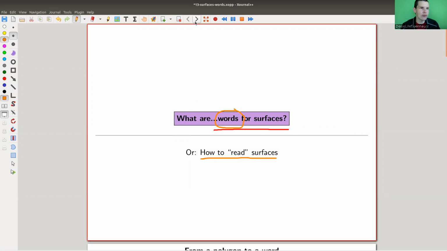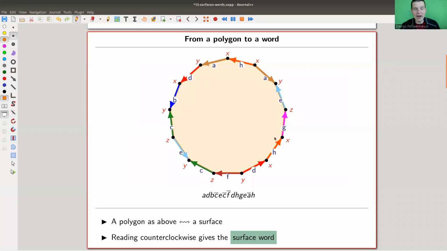As a reminder, surfaces combinatorially are usually just polygons, and polygons have edges, and the edges have some labels, maybe just some letters, A, B, C, whatever. So we can easily form a word by using the following trick. We just start somewhere. Let's say we start here, and we read in a certain direction, and just read off the edges, remembering the orientation. That's the only tricky part. We also remember the orientation.